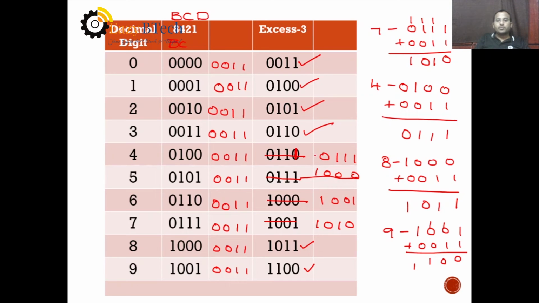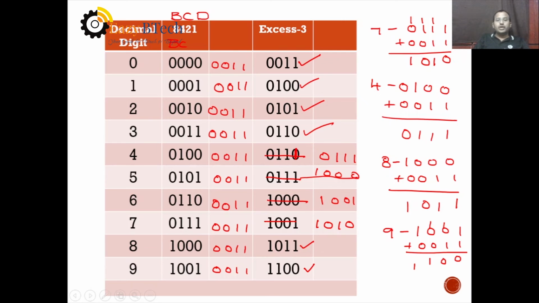So 4's corresponding representation is 0, 1, 1, 1. 5's corresponding representation is 1, 0, 0, 0. 6's corresponding XS3 code representation is 1, 0, 0, 1. 7's corresponding representation is 1, 0, 1, 0. So this is how to get the decimal digit representation in XS3 code.